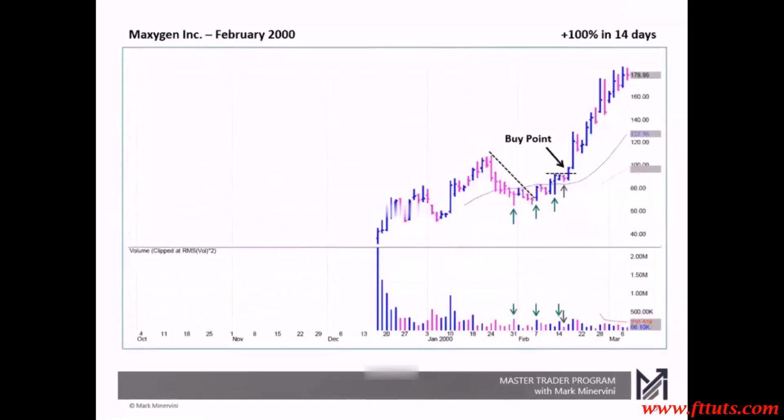The answer is yes, this is a stock that is set up really quite perfectly. As a matter of fact, this stock moves up 100% in just 14 days. Again, you see how it just rips right out of here? That's a stock that's price ready. And this is why you want to time these trades.